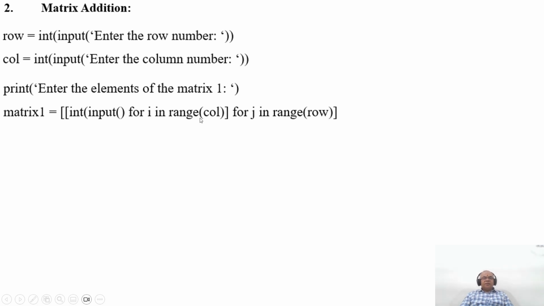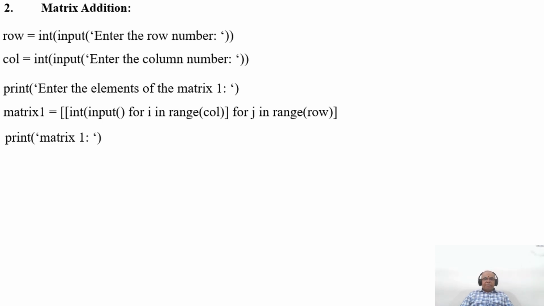So what it does is, first it will iterate for i equal to 0, 1, 2, that is for the column, and then it will take j. The 0th row will have 0, 1, 2 columns, the first row will have 0, 1, 2 columns, and the second row will have 0, 1, 2 columns. So this is how it will be considered. When we go for an explanation, you will come to know exactly how it behaves.